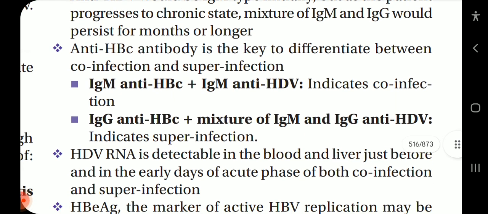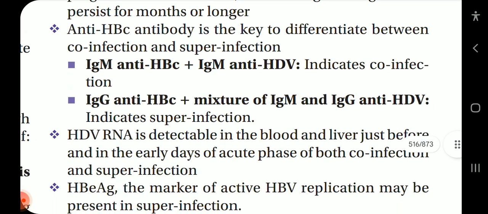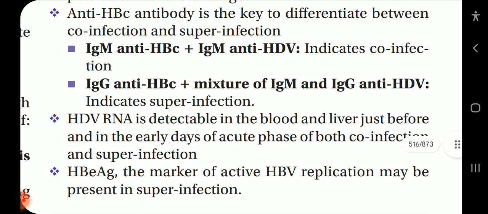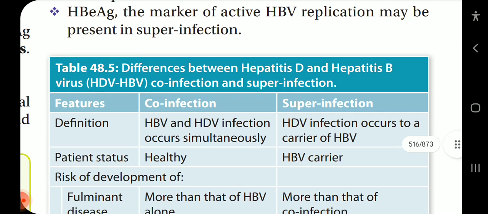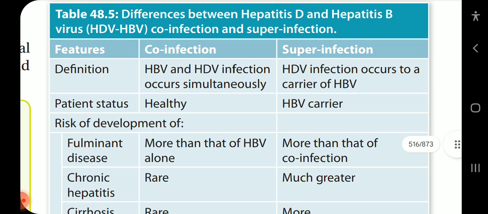Anti-HBc antibody is the key to differentiate between co-infection and superinfection. IgM anti-HBc plus IgM anti-HDV indicates co-infection. IgG anti-HBc plus a mixture of IgM and IgG anti-HDV indicates superinfection. HDV RNA is detectable in the blood and liver just before and in the early days of acute phase of both co-infection and superinfection. HBe antigen, the marker of active HBV replication, may be present in superinfection.